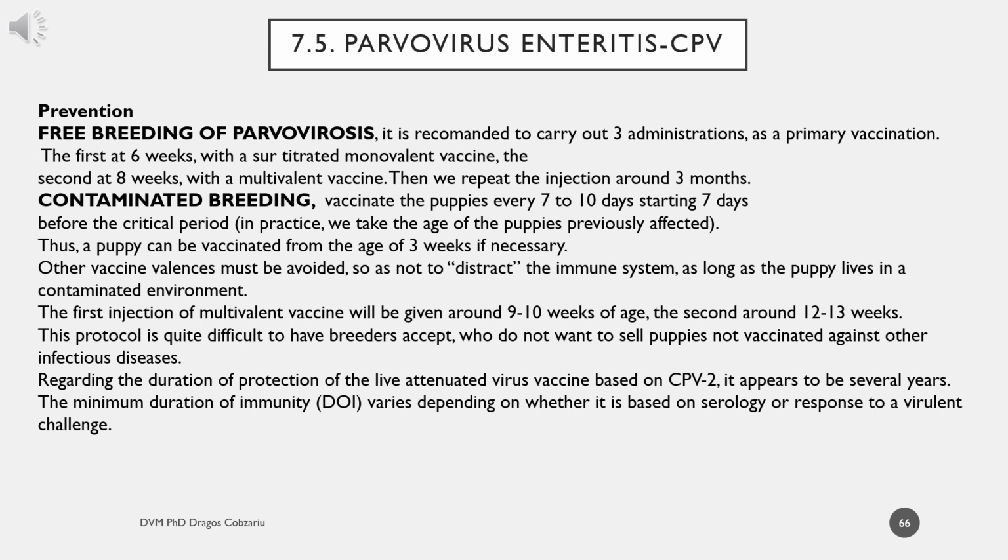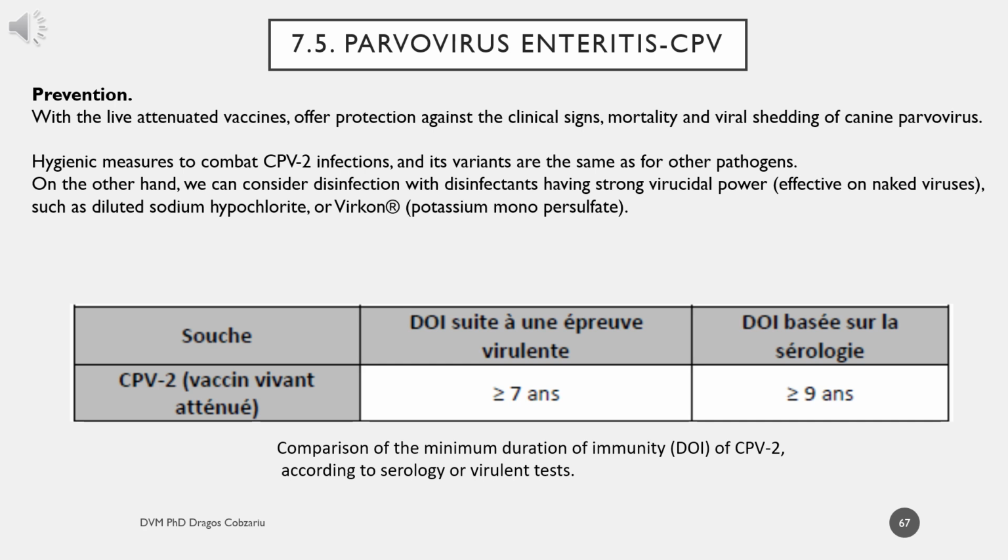Regarding the duration of protection of the live attenuated virus vaccine based on CPV2, it appears to be several years. The minimum duration of immunity, DOI, varies depending on whether it is based on serology or response to a virulent challenge. Prevention. Live attenuated vaccines offer protection against the clinical signs, mortality and viral shedding of canine parvovirus. Hygienic measures to combat CPV2 infections and its variants are the same as for other pathogens.